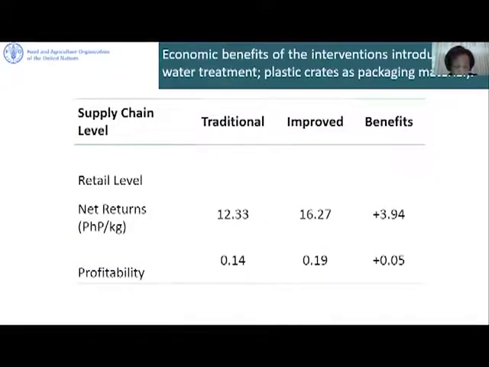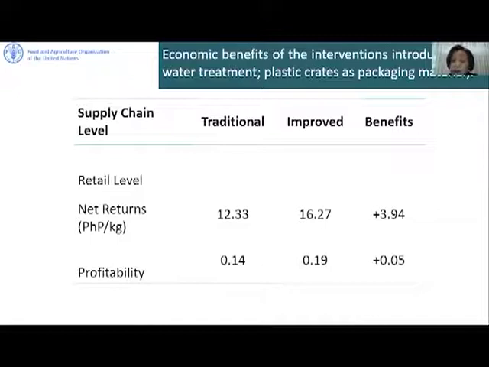And of course, by applying the two treatments in tandem with good practice, you can see that the economic benefit is generated because you improve both the quality and the shelf life.